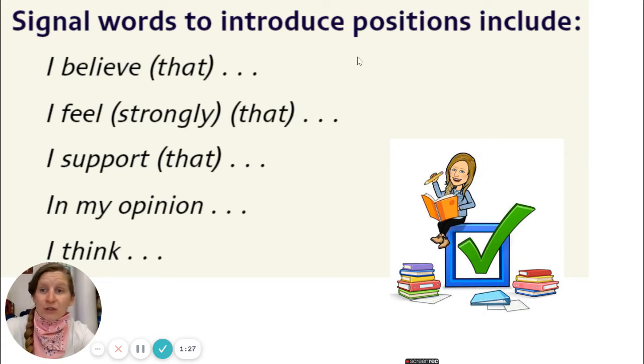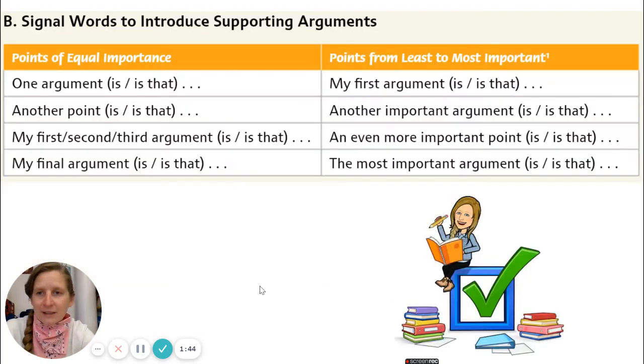Some signal words to introduce positions include I believe that, I feel strongly that, I support that, in my opinion, I think. So it's okay to use these signal words. I know oftentimes we're told not to, but these are actually very helpful in presenting your opinion on a topic. It is absolutely okay to use these words. Just make sure that you are backing it up with evidence.